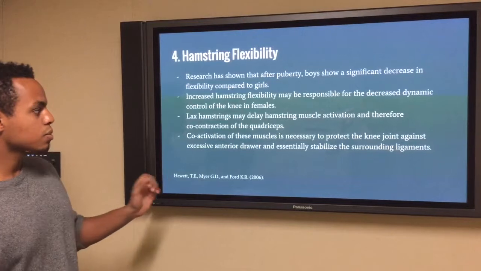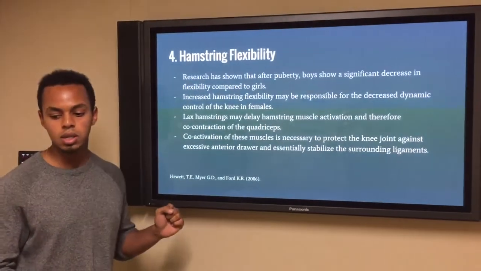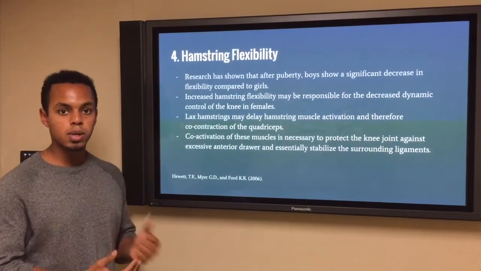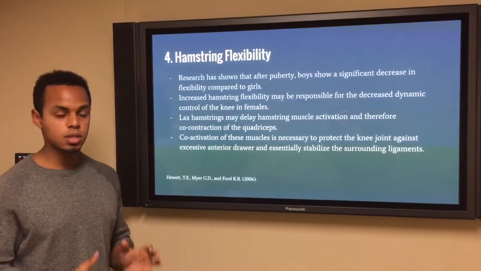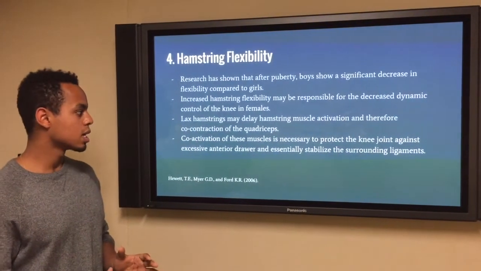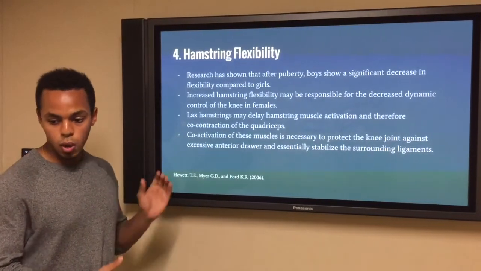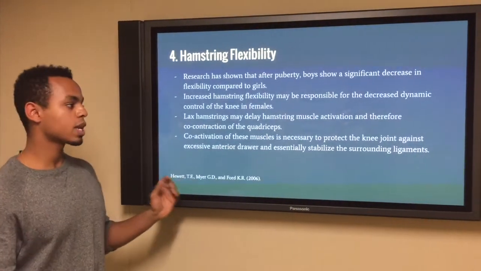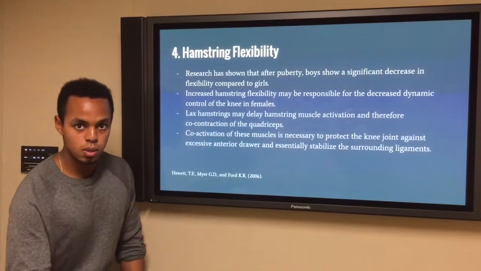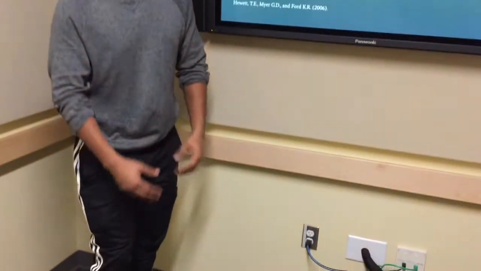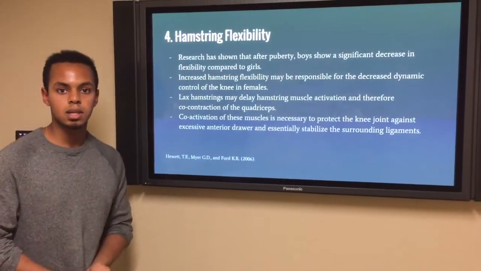And they said that lax hamstrings may delay hamstring muscle activation, and in doing that, it'll delay the co-activation of the quadriceps. And this is all shown to stabilize the knee. So co-activation of these muscles is necessary to protect the knee joint against excessive anterior drawer, so pulling the kneecap laterally, and essentially stabilize the surrounding ligaments.